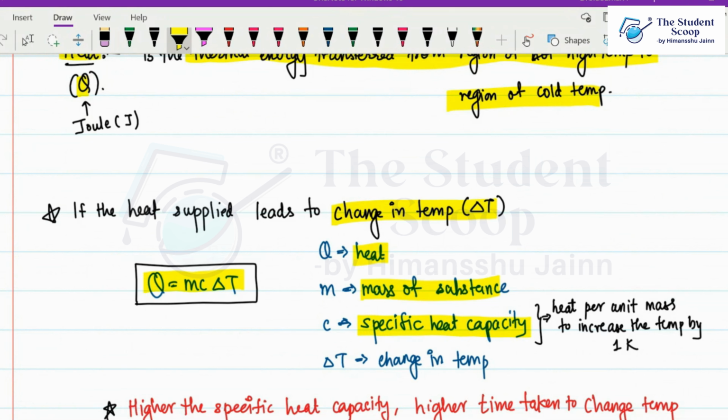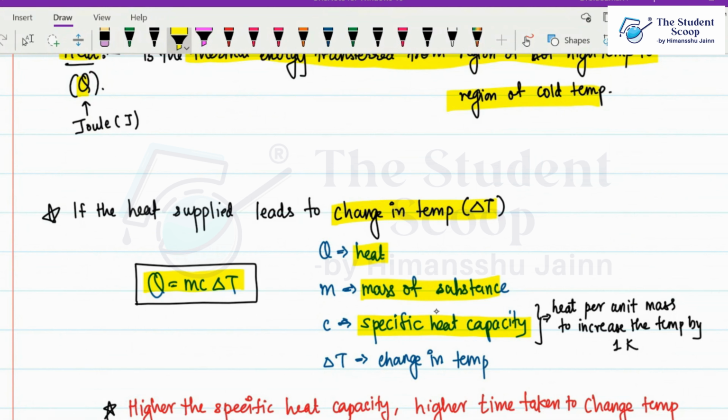So it is very important that the specific heat capacity of the material is known, so that we can calculate how much heat is provided. The specific heat capacity is unique for every material in a particular state. For example, water will have a different specific heat capacity, and the state of water, like let's say ice, has a specific heat capacity that is different from that of water. So for every state of every material, the specific heat capacity is different.